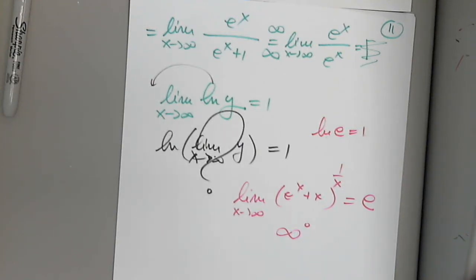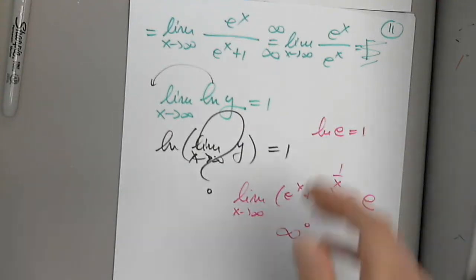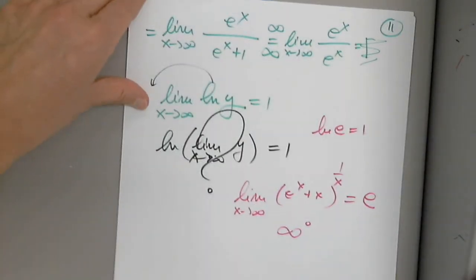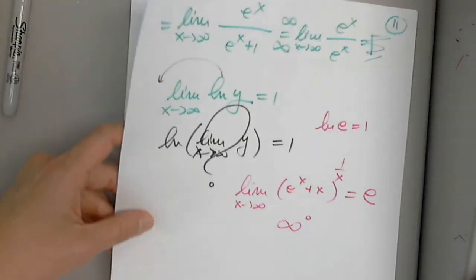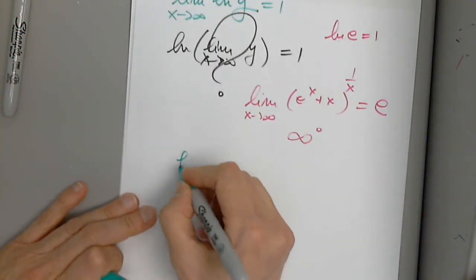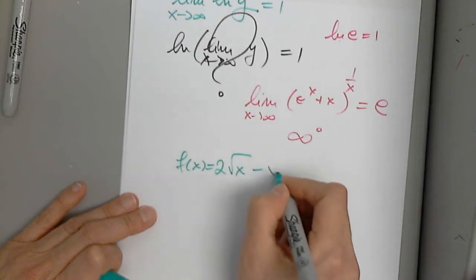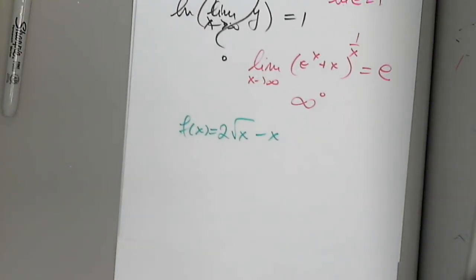Excellent. Next, what would you like to look at? Maybe 4 or 5. Say it again. 4 or 5. 4 and 5. Good. 4 is pretty similar to what we covered, but let's do 4 and then 5. So we have f of x equals 2 square root of x minus x. We're asked to determine everything and graph the function.